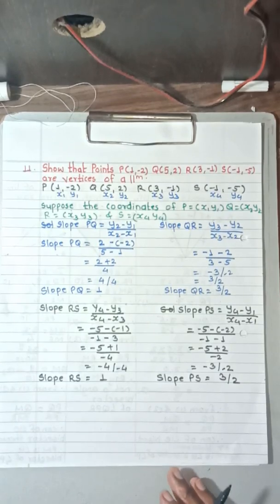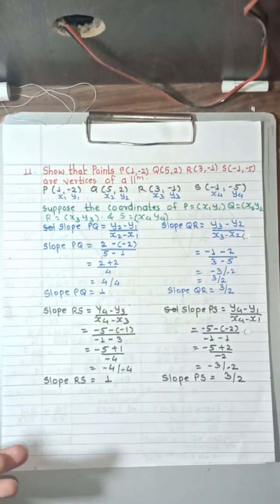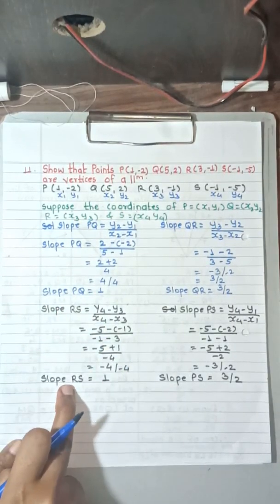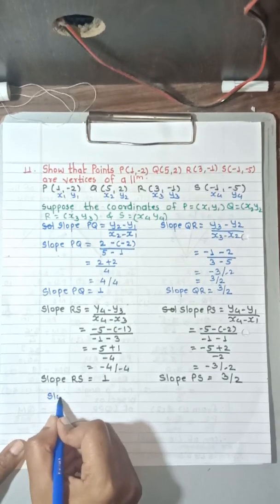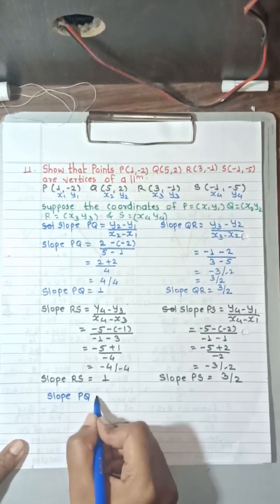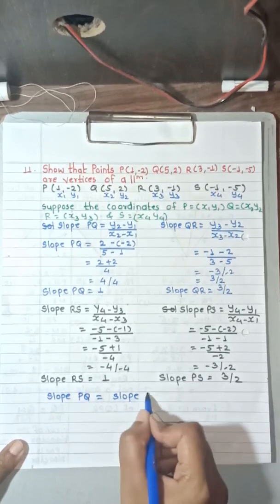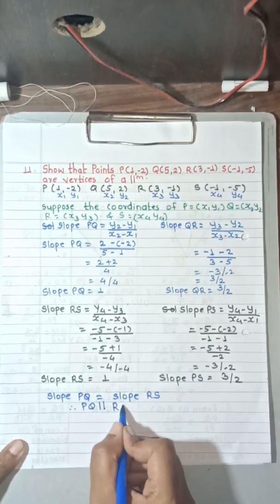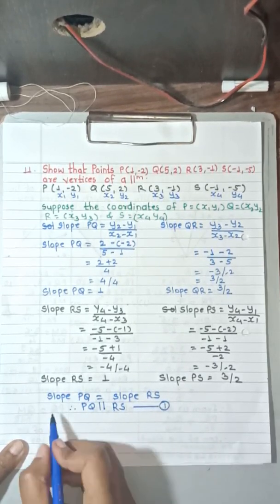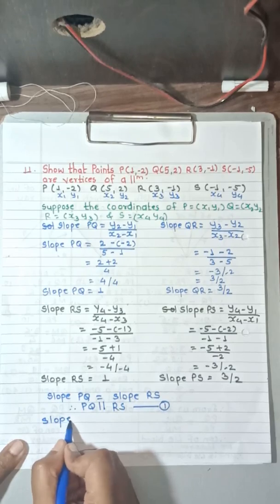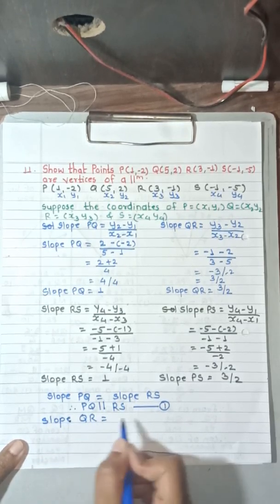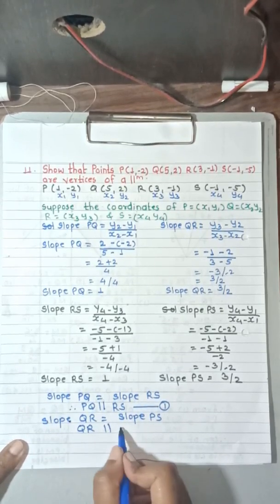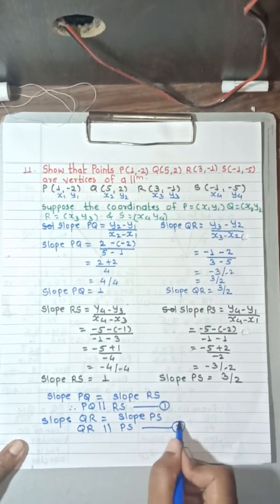Now I'll just change the pen. If you see slope PQ and slope RS are equal. So write down here slope PQ is equal to slope RS. Therefore you can say that PQ is parallel to RS. This is your equation 1. Similarly, slope QR is equal to slope PS. Therefore QR is parallel to PS. This is your equation 2.